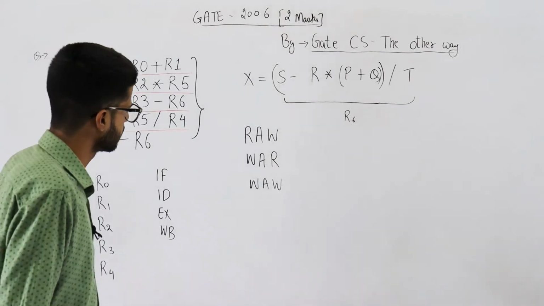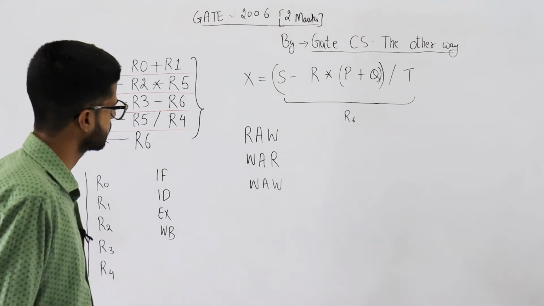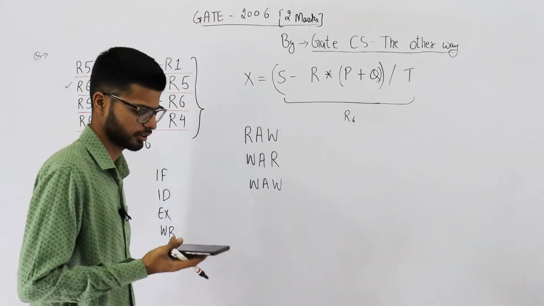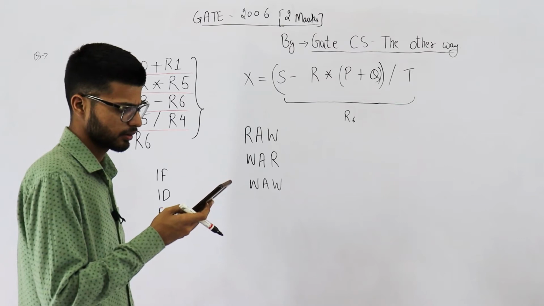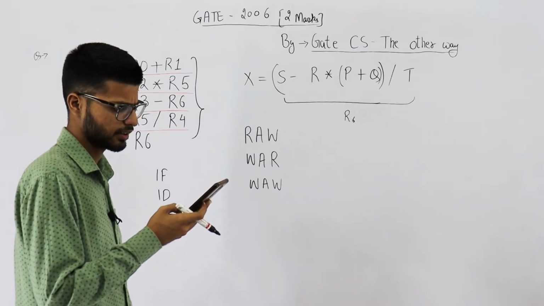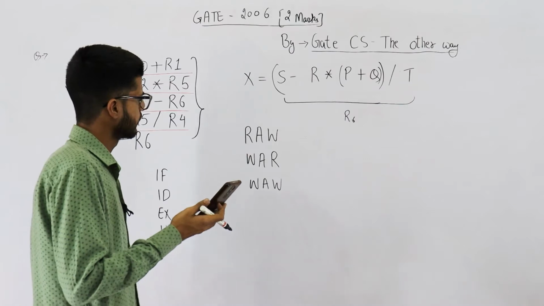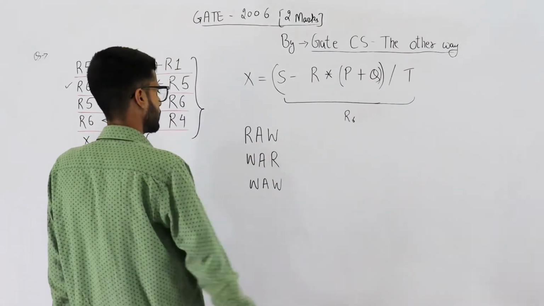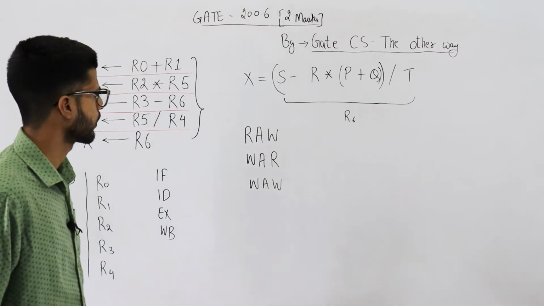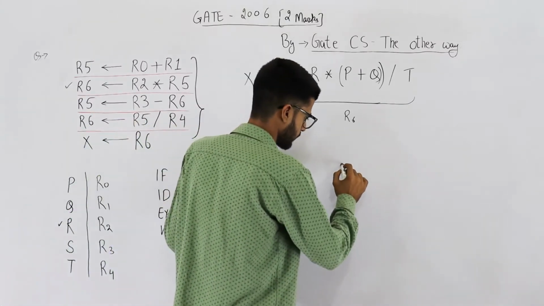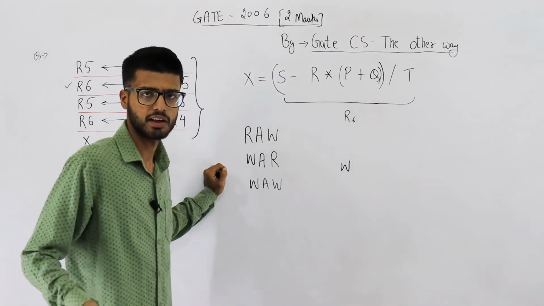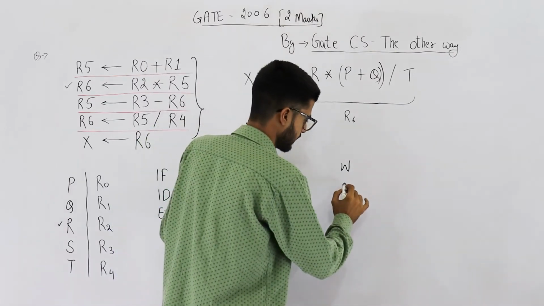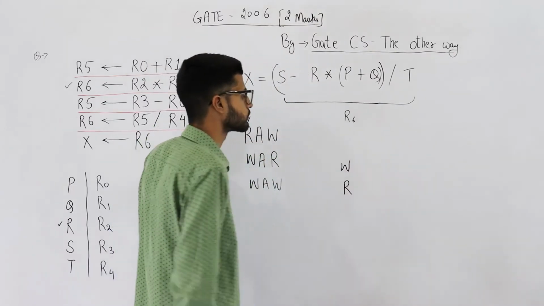Now let's try to find out these dependencies. Let me read the first part of the question. I think we have already read this question. So read after write. Read after write means first we are writing something into a register, then that value is being read. First write, then read.